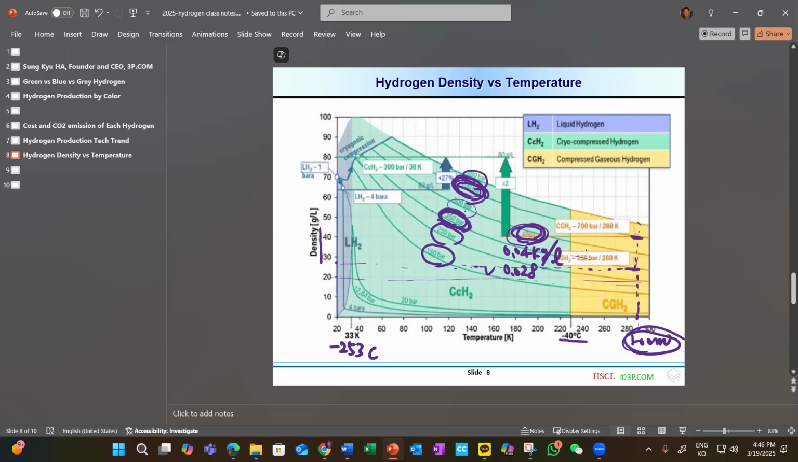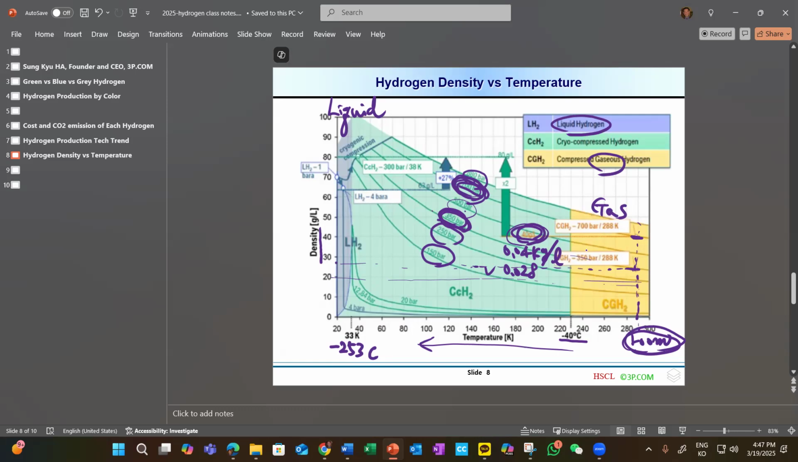Now, this is room temperature. How about the cold temperature? This becomes cold. And you can see that the yellow is gas, and this color, which looks gray, is the liquid. And between the liquid and gas, there is cryogenic compressed hydrogen. Cryo means that it's very cold.